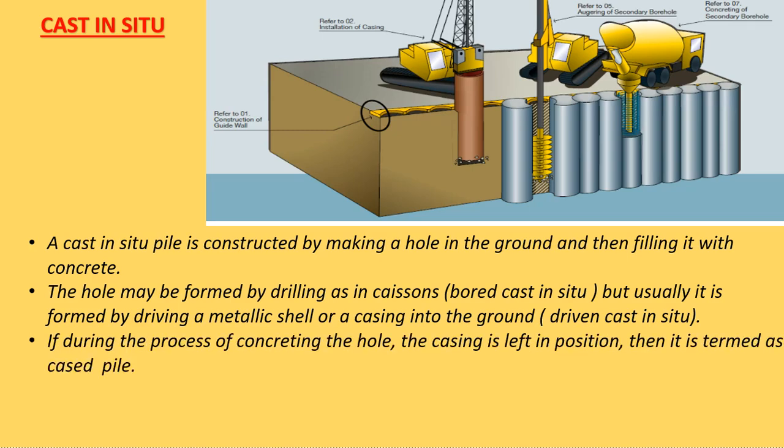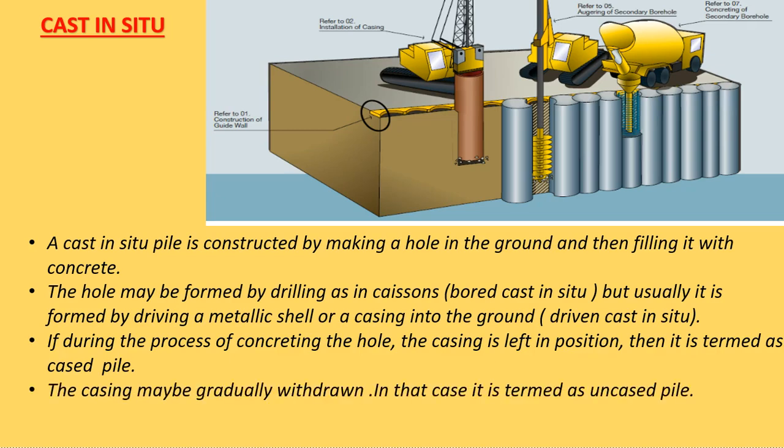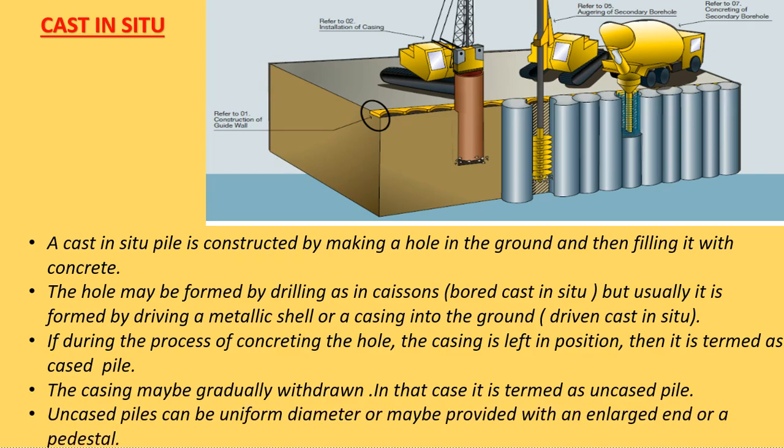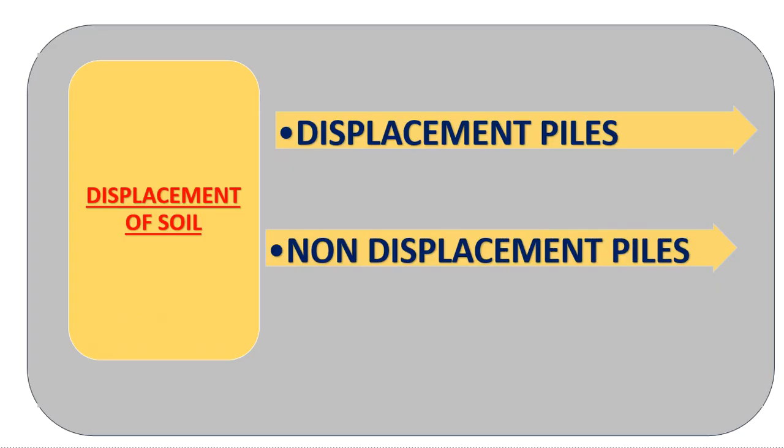If during the process of concreting the hole, the casing is left in position, then it is termed as cased pile. The casing may be gradually withdrawn. In that case, it is termed as uncased pile. Uncased piles can be of uniform diameter or may be provided with an enlarged end or a pedestal.